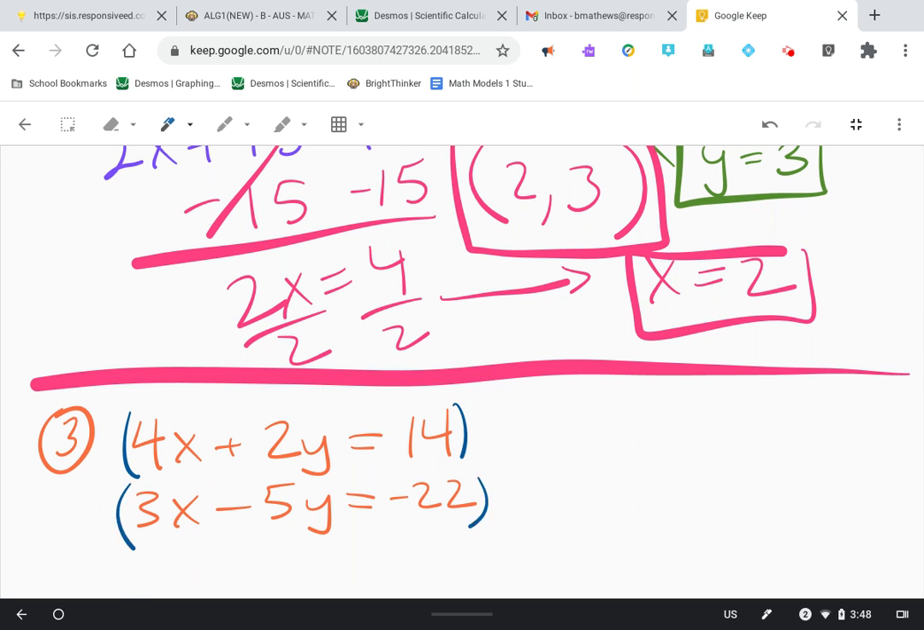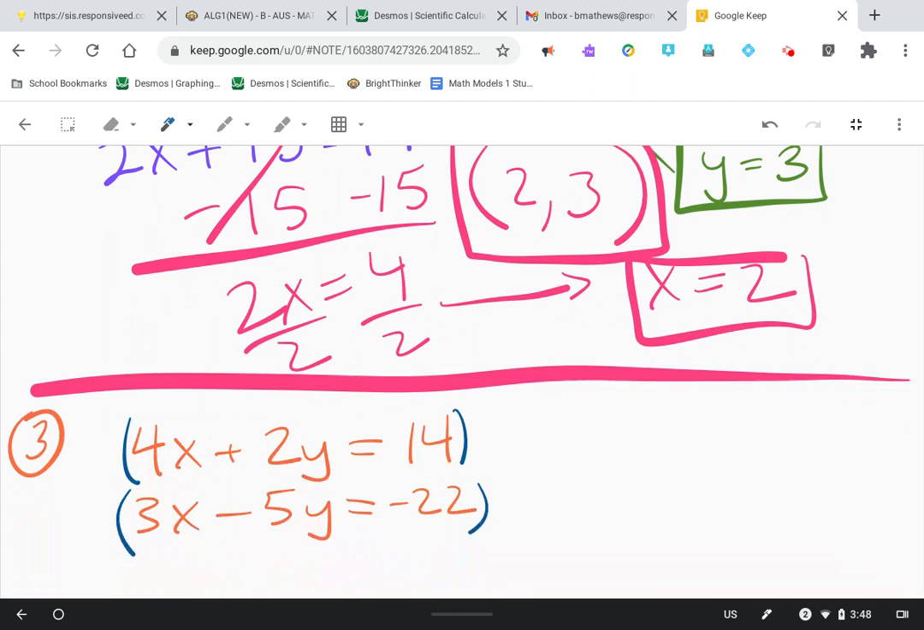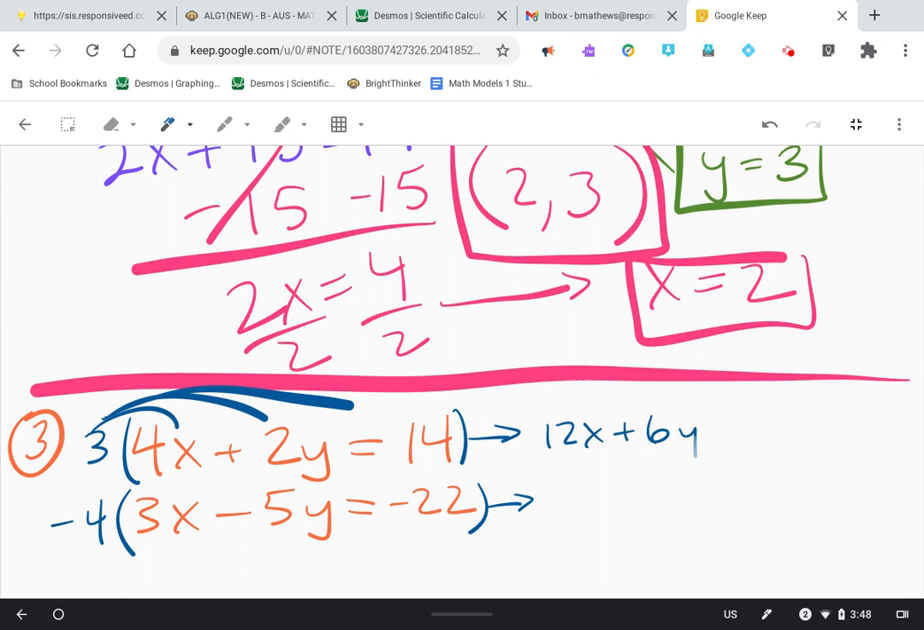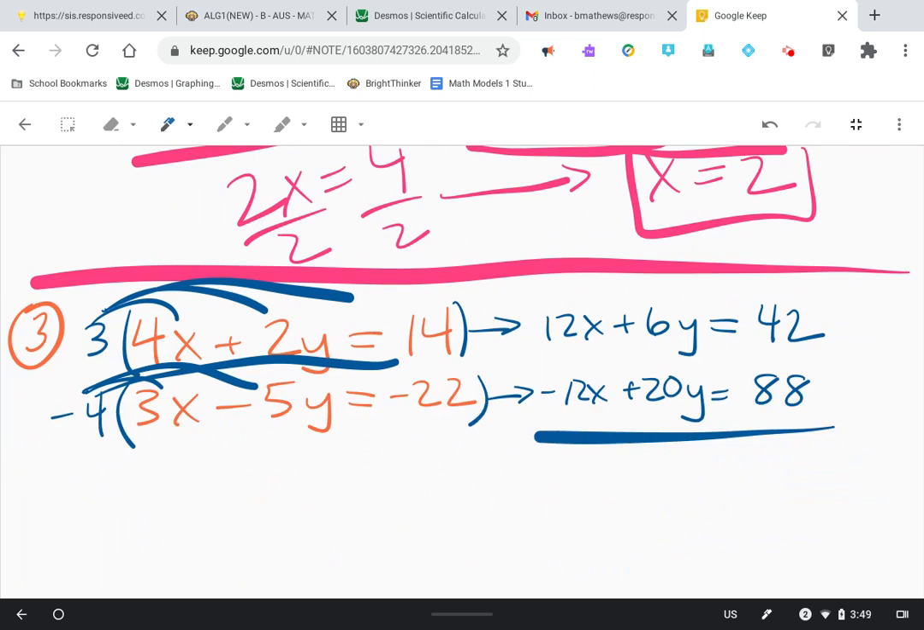I'll just do what I suggested earlier, which is to take one of the terms and multiply by the opposite, with one of them being negative. So we'll do 3 here and negative 4 here. So this one, just again distribute this 3. It's going to be 12x plus 6y equals 3 times 14 is 42. Negative 4 times 3x is negative 12x, which is what we wanted. That's going to be plus 20y equals 88.